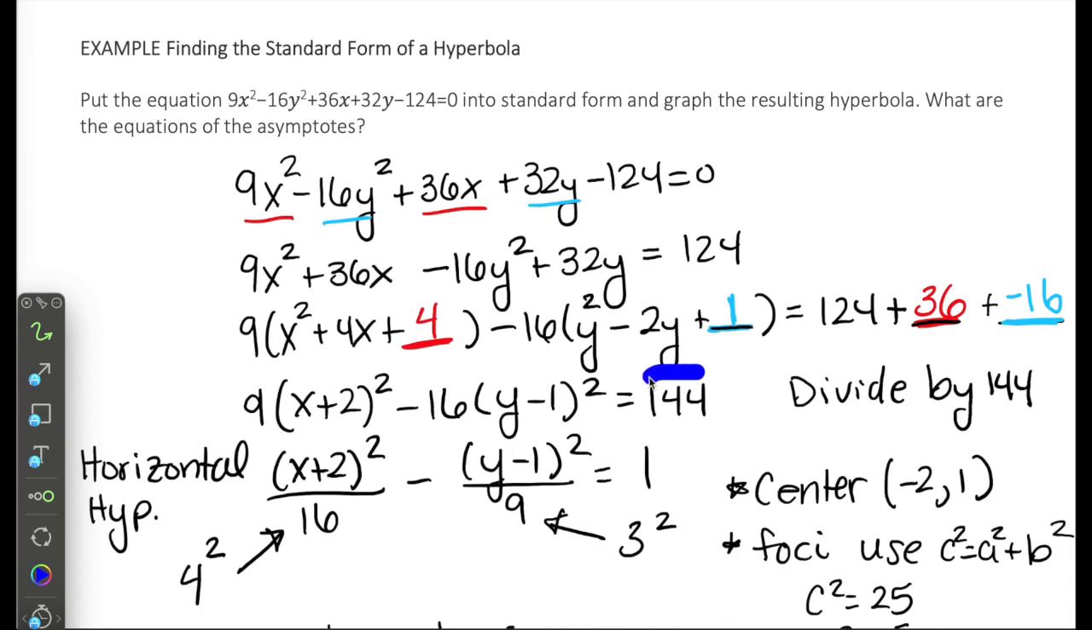And now I want to make sure that this is a 1 so that it's in standard form. So I'm going to divide everything by 144. And when I do that, I get 9 over 144, which reduces to 1 over 16. I get 16 over 144 here, which reduces to 1 over 9. And then, of course, now that I've divided both sides by 144, I have my equals 1.